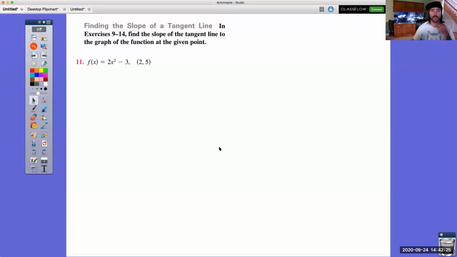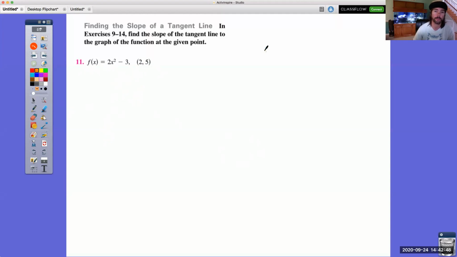Given that f of x, I want you to find the slope of the tangent line at 2, 5. Find the slope of the tangent line for f of x at 2, 5. Okay, go ahead and work that out. Hit pause at this point, and when you're ready, unpause and come back.